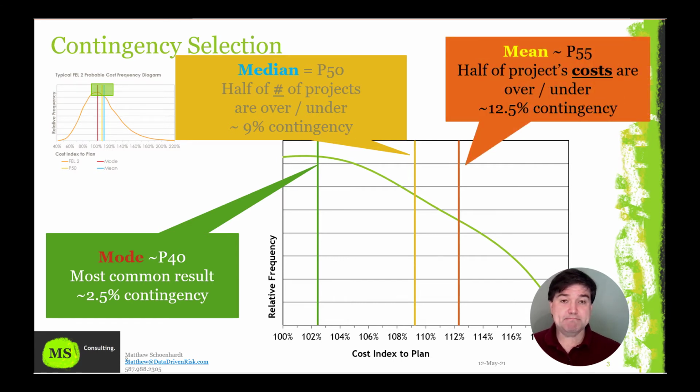The next thing is the mean. This is the arithmetical average. That means half the project cost overruns are above this number and half the project cost underruns are below this number. That's about the P55 for a lot of projects. And then this sample is around 2.5% contingency.